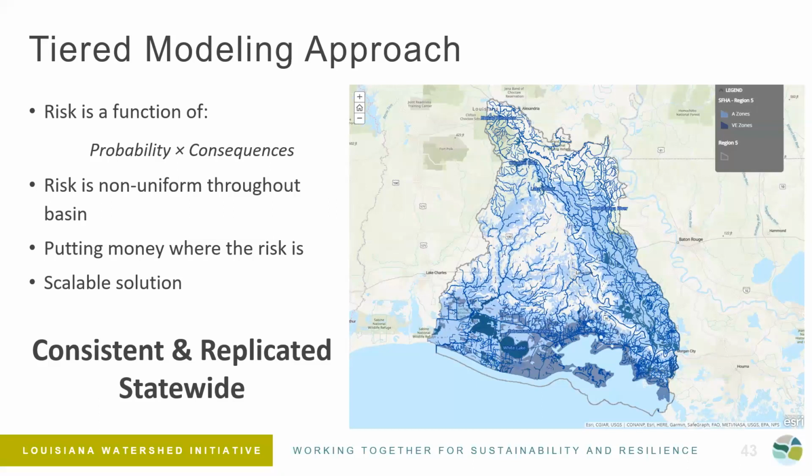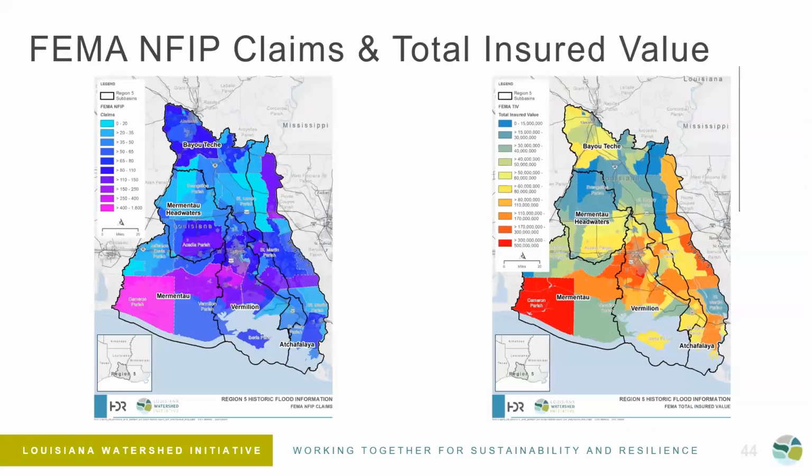So trying to reproduce that. And we really wanted to invest the funds in survey collection and modeling in those areas to get the most bang for the buck. And I think most important about this is what we're saying in Region 5, that this is a consistent and replicated approach statewide for the LWI program. So these are a couple of the data sets we looked at, and I'll go through these pretty quickly. I think you all should have seen something very similar to this in the original presentations a couple of years ago about what's the risk to Region 5, where are the problem areas.